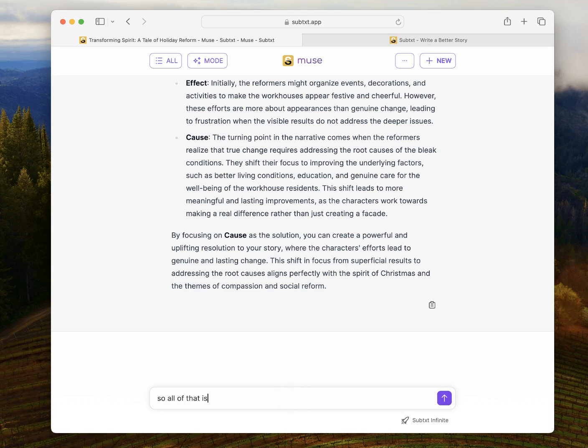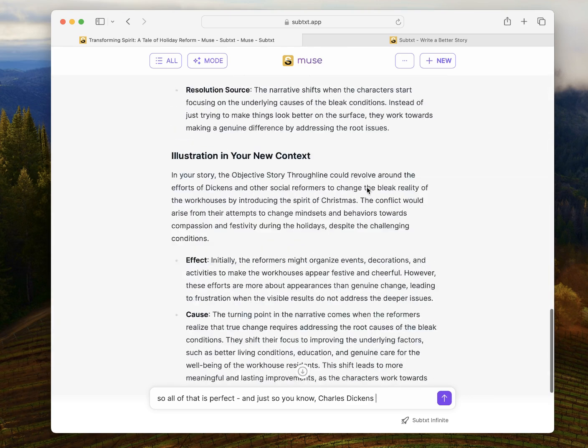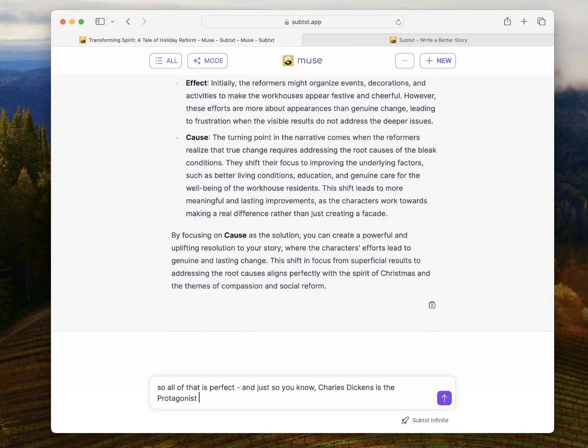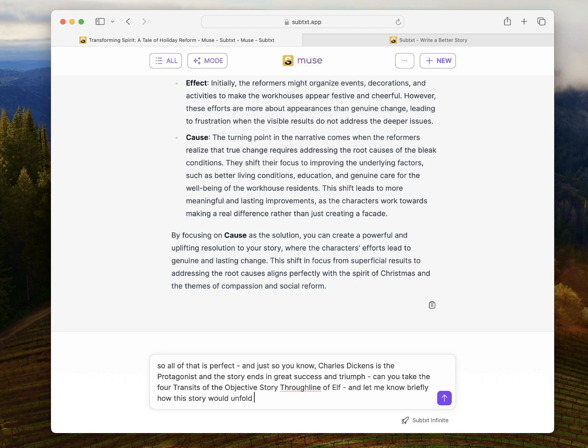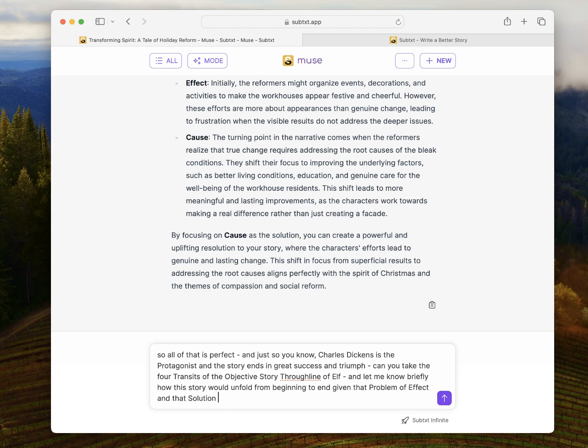So all of that is perfect. And just so you know, Charles Dickens, because I don't even think I've mentioned that here yet, have I? Oh, I have, including Dickens. Okay, Charles Dickens is the protagonist, and the story ends in great success and triumph. Can you take the four transits of the objective story throughline of Elf and let me know briefly how this story would unfold from beginning to end, given that problem of effect and that solution of cause?